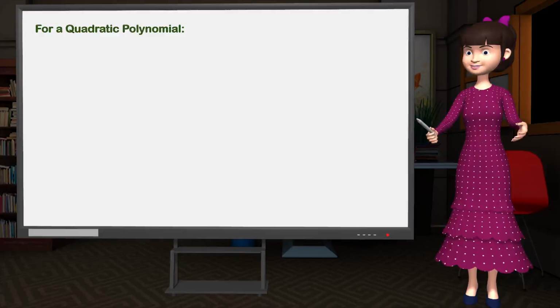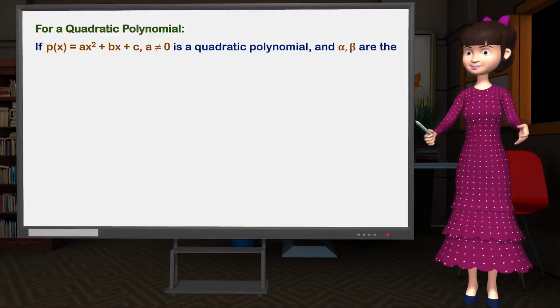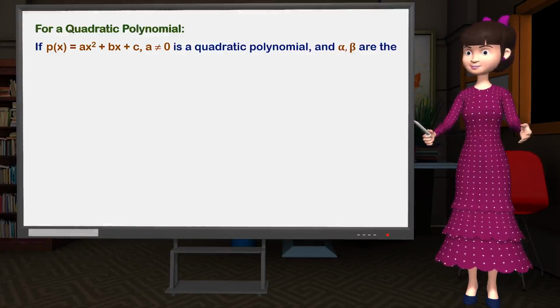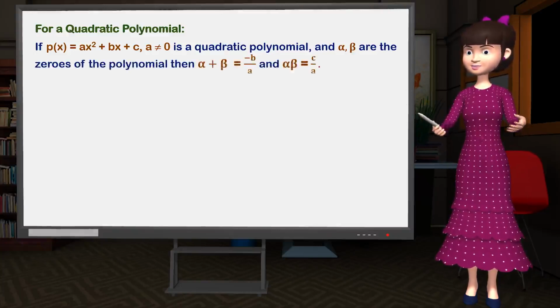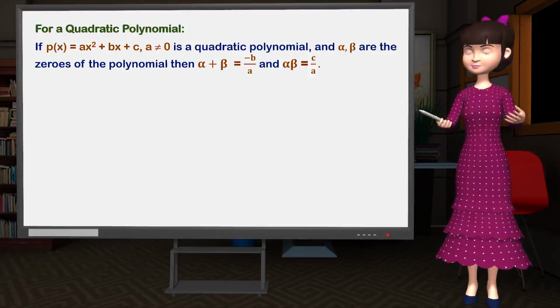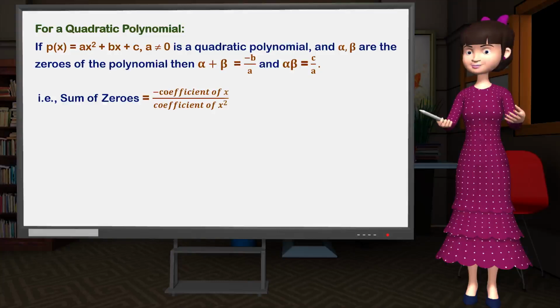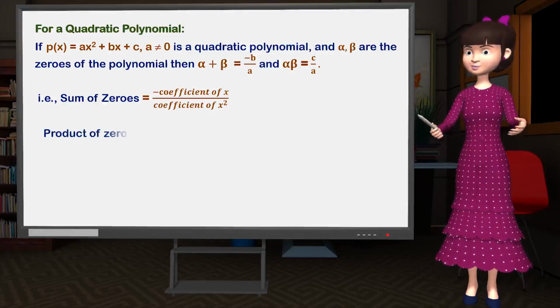For a quadratic polynomial, if p of x is equal to ax square plus bx plus c, where a is not equal to 0, is a quadratic polynomial and alpha, beta are the zeros of the polynomial, then alpha plus beta is equal to minus b by a and alpha beta is equal to c by a. That is, sum of zeros is equal to minus coefficient of x by coefficient of x square and product of zeros is equal to constant term by coefficient of x square.